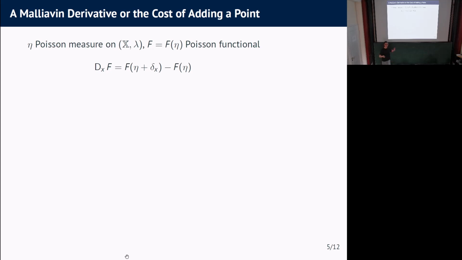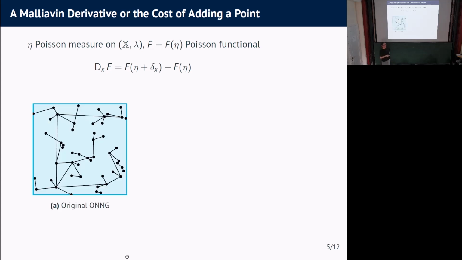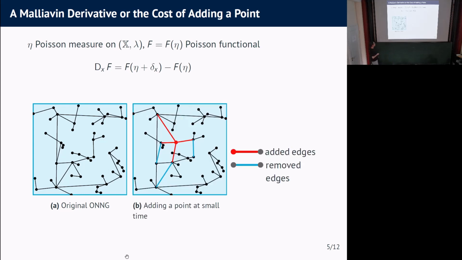So it's really just a discrete difference. To illustrate this, let's go back to our example. We have the original online nearest neighbor graph, as we have here. And then we consider the same graph, but now we have added a point to the collection, which also has some arrival time. The graph that we construct in this window is going to look a little bit different. In fact, we've gained the red edges here, and we've lost the blue edges. The blue edges are the ones that were present here, but are not present here anymore.